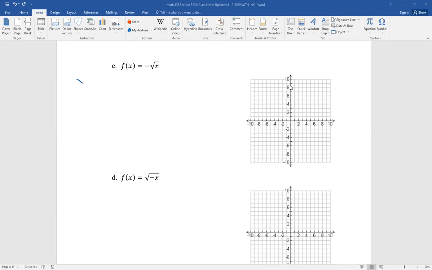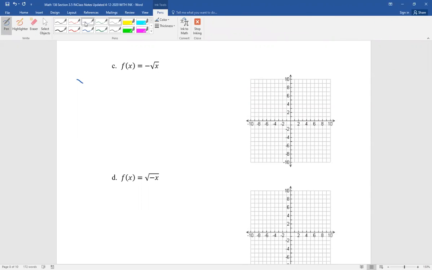All right, this is the remainder of the section 3.5 notes that we had in class before our review on Tuesday. So we're going to look at a couple more of these graphing transformations and then some descriptions. And that's all we had left for that.